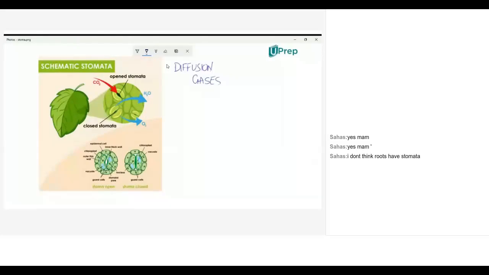See, usually we say the plant releases oxygen and the plant gets carbon dioxide. That's what usually we'll say. But plants also will release carbon dioxide. You know this point? Yes, ma'am. Usually we'll talk, plants will release oxygen and take up only carbon dioxide. But it's not like that. The plants will also take oxygen and they also release carbon dioxide. Okay.